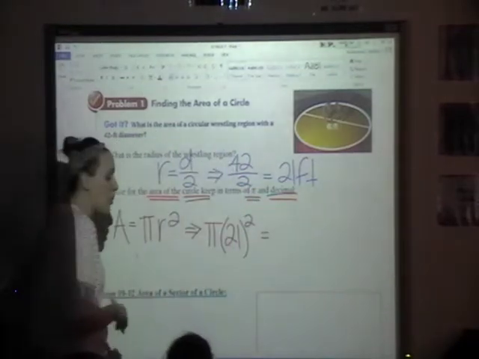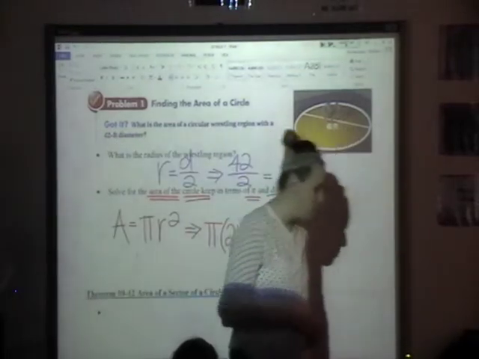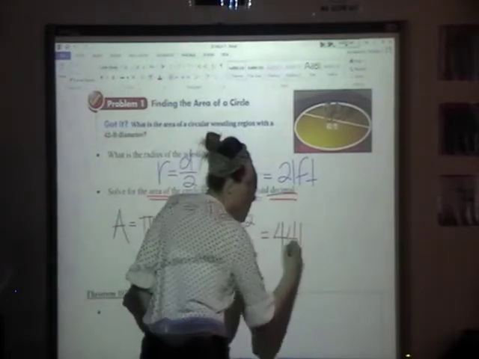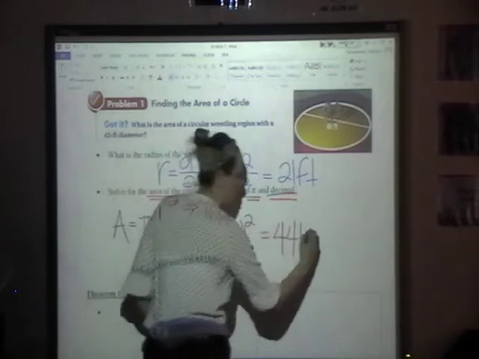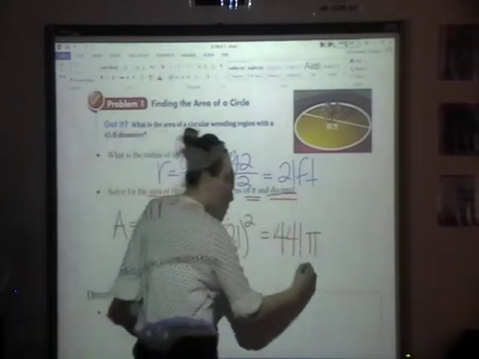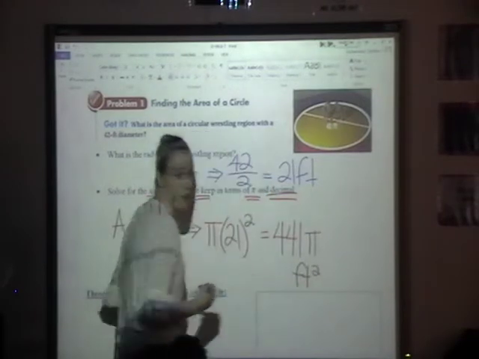So 21 squared is 441. And we're keeping it in terms of pi, so it's going to be 441 pi. And our units were feet squared.